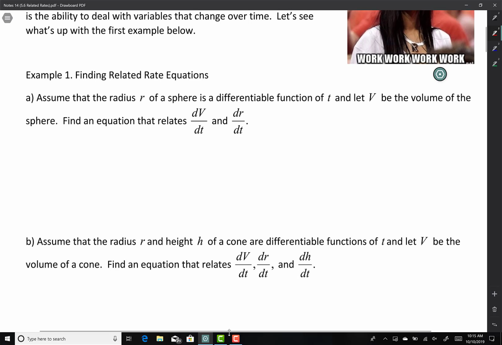It says, example 1. Assume the radius r of a sphere is a differentiable function of t, and let V be the volume of the sphere. Find an equation that relates dV/dt and dr/dt. By chance, do you know what the volume of a sphere is?